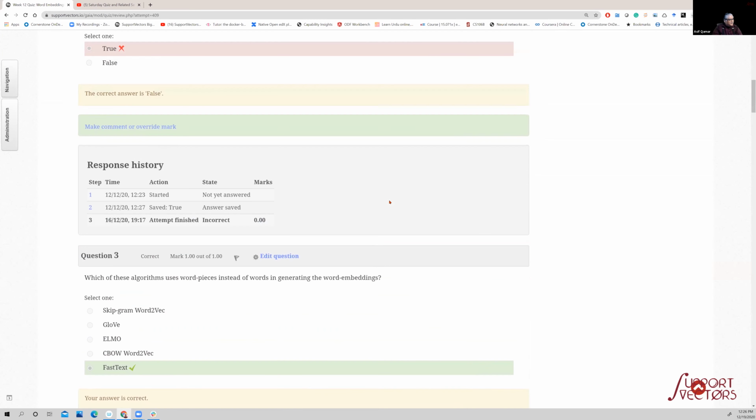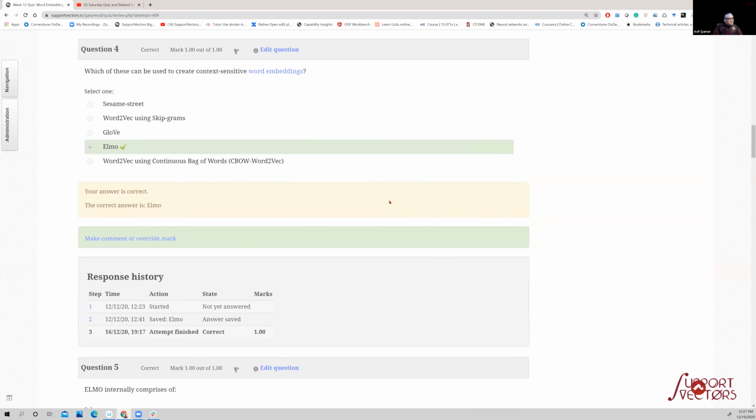I believe so. Yeah. The fourth question is, which of these can be used to create context-sensitive word embeddings? Sesame Street, word2vec using skipgrams, GloVe, ELMo, word2vec using continuous bag of words. It seems that Sesame Street had no takers, so none of you fell for that. But almost most of you got this answer right. You got it as ELMo. The research paper of ELMo specifically says that we can create context-aware word embeddings, or contextualized word embeddings. And those contextualized word embeddings are superior.